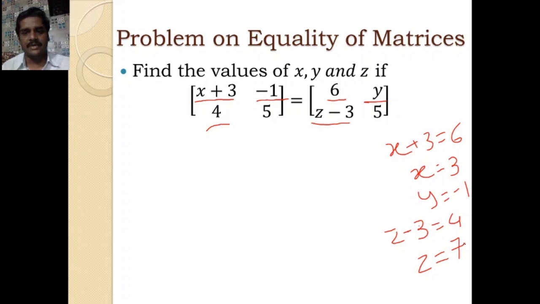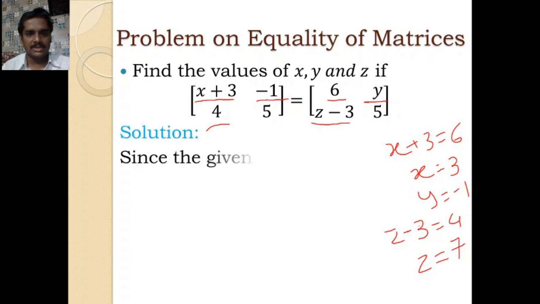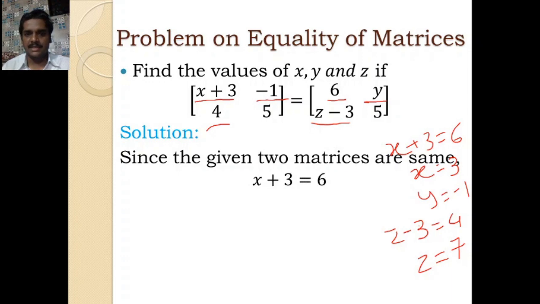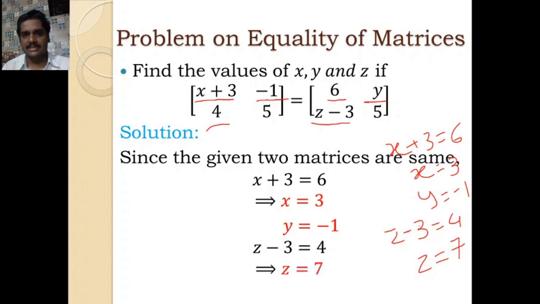We get the value of x, y and z. I have solved that properly; you all can see the solution. Since the given two matrices are the same, x plus 3 equals 6 and that implies x equals 3. y equals minus 1, z minus 3 equals 4 and that implies z equals 7. Let's see one more example.